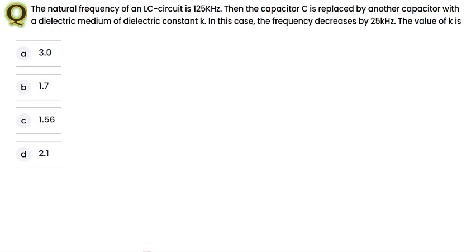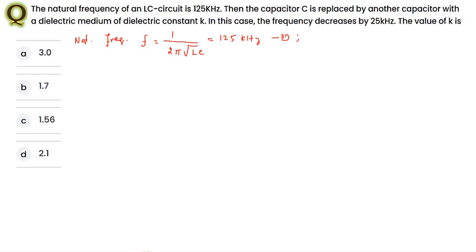See, first case: what do you mean by natural frequency? Natural frequency F is equal to 1 divided by 2 pi into the square root of L into C. This is the natural frequency formula, and what they have given is 125 kilohertz. This is equation number 1.